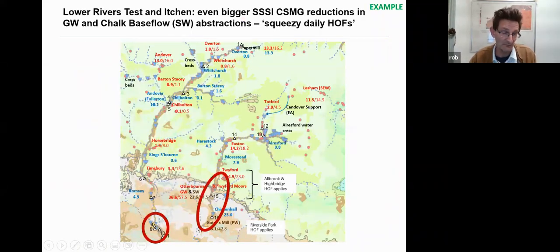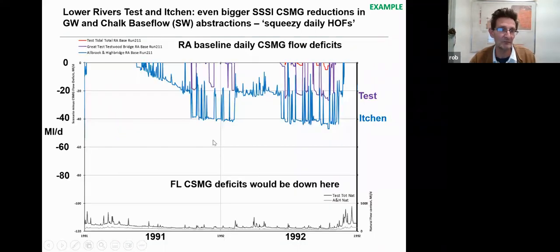So towards the bottom of the Itchen, and indeed the bottom of the Test, you've got abstractions both from the ground and the river which don't have the same kind of groundwater storage development value. They're all represented as relatively instant impact on the river flows. Now that means you can apply squeezy daily HOFs, hands-off flow conditions, to realize reductions in abstraction. And you can look at the deficit, which is the difference between what the flow is and what you would like it to be on a daily basis.